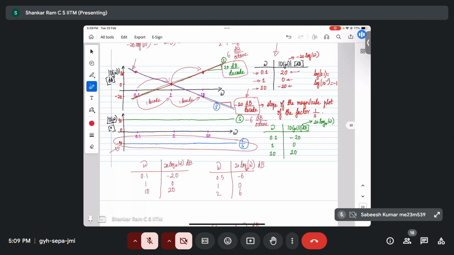Okay. And the phase plot is a constant horizontal line at plus 90 degrees. So that's independent of the frequency, right? So this is how the Bode plot of the factor S will look. So I hope the Bode plot of 1 by S and S are clear. Any questions about them?